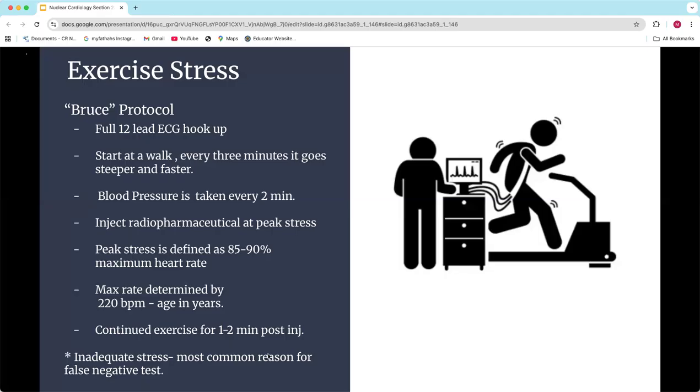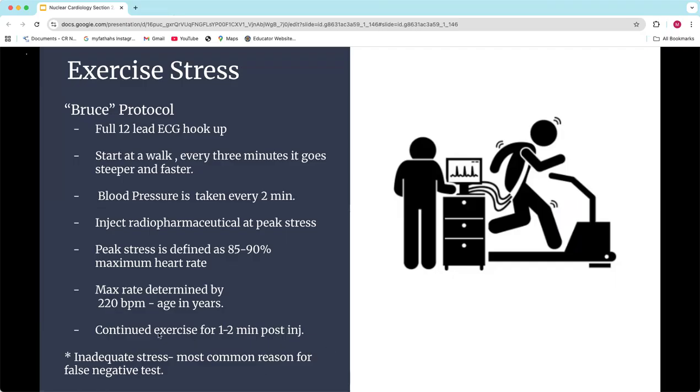220 minus 48 times 0.85, and I get 146. So 146 would be where my peak exercise or peak stress starts. They would want to do this protocol of every 3 minutes, a little steeper, a little faster, until I at least got to that.